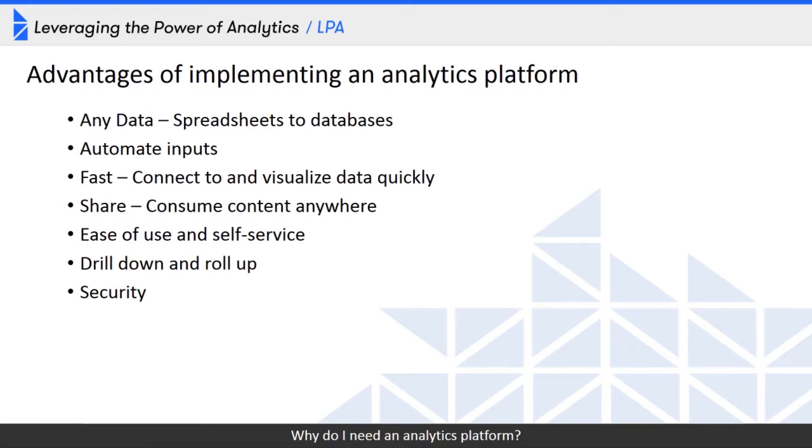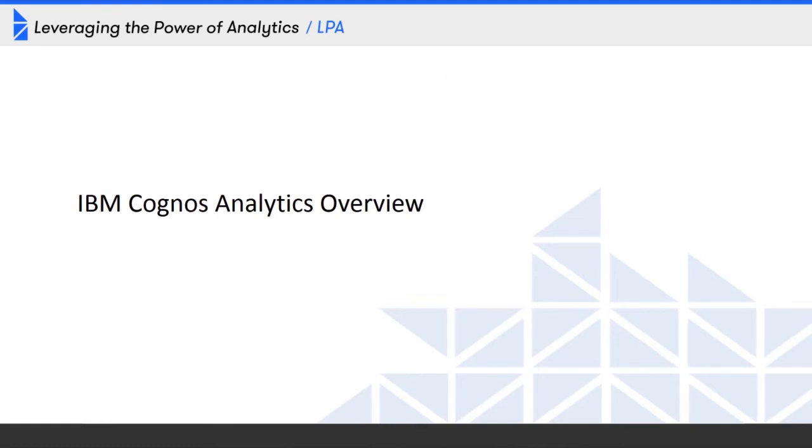Support for drill down and roll up capabilities allows you to focus on the details within your data or look at broader perspectives for the bigger picture. And finally, you can secure data at multiple levels with a high degree of granularity. Security can be implemented at any level within the platform, including folders, reports, columns, and even individual data items. With all that being said, let's take a look at what Cognos Analytics can offer us as a platform.